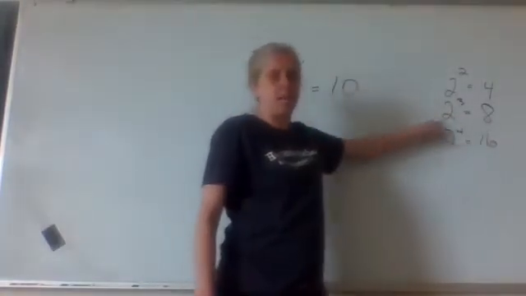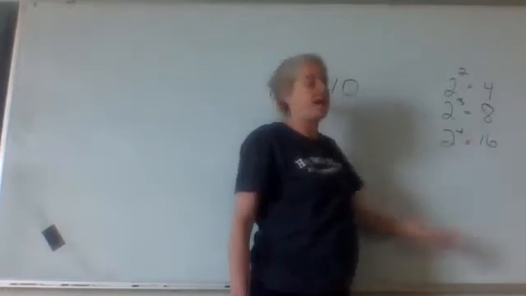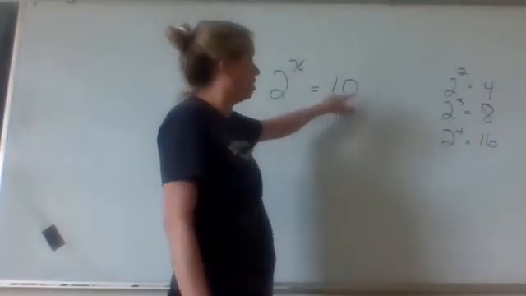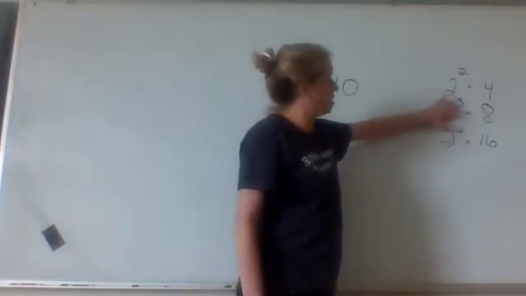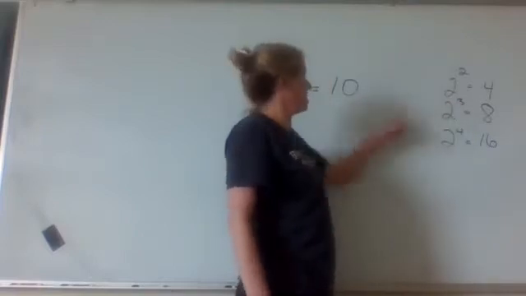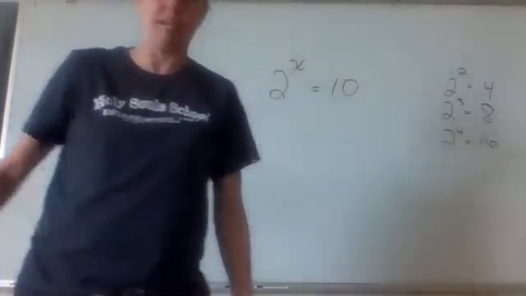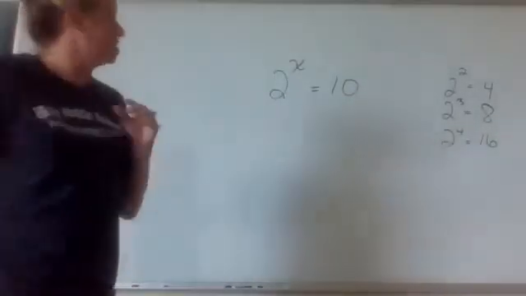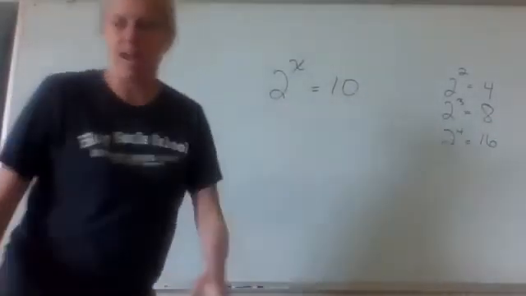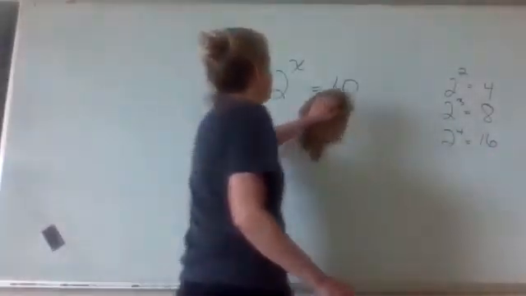This also tells me that when I find my answer, 2 to what power, it's going to be somewhere between 3 and 4, right? Because 10 is somewhere between 8 and 16. So it's going to be 3 point something. Okay? But I do have to use the log method, right? Since I can't rewrite 10 as a base of 2.